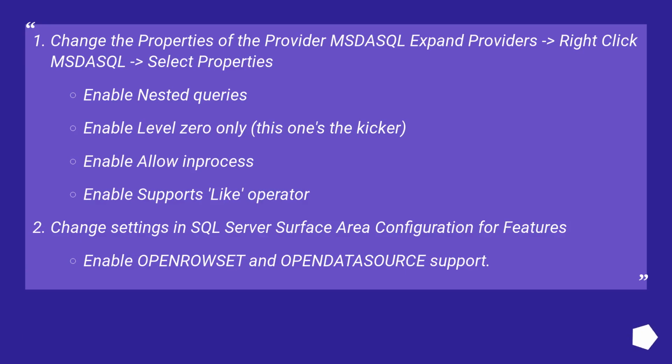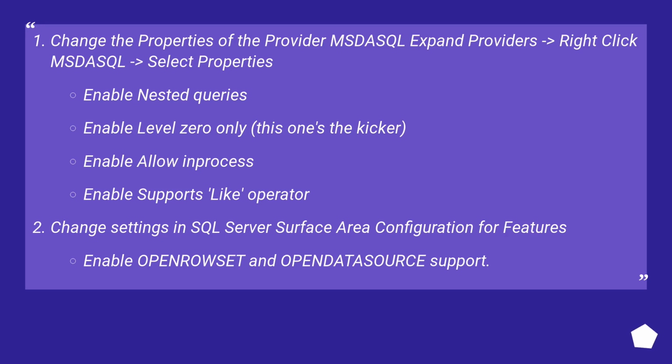Change the properties of the provider. Expand Providers, right-click MySql, select Properties. Enable Nested Queries. Enable Level Zero Only, this one's the kicker. Enable Allow In Process. Enable Supports Like Operator.